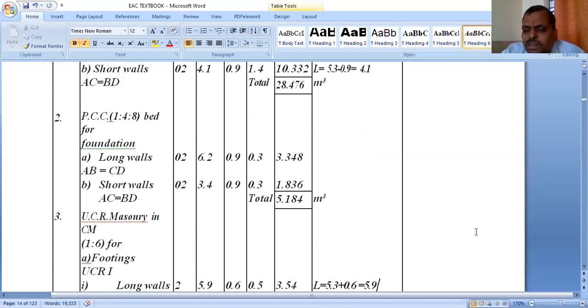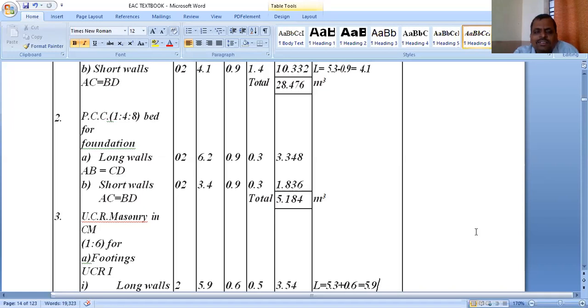The second item is PCC. The second item which you are going to calculate is plain cement concrete for the bed in the foundation of 0.3 meter thickness. For that purpose, again we have to calculate the length of the long wall and the length of the short wall. The good thing here is that the width of the excavation is always equal to the width of the PCC. So here it is not necessary to calculate the same things again.